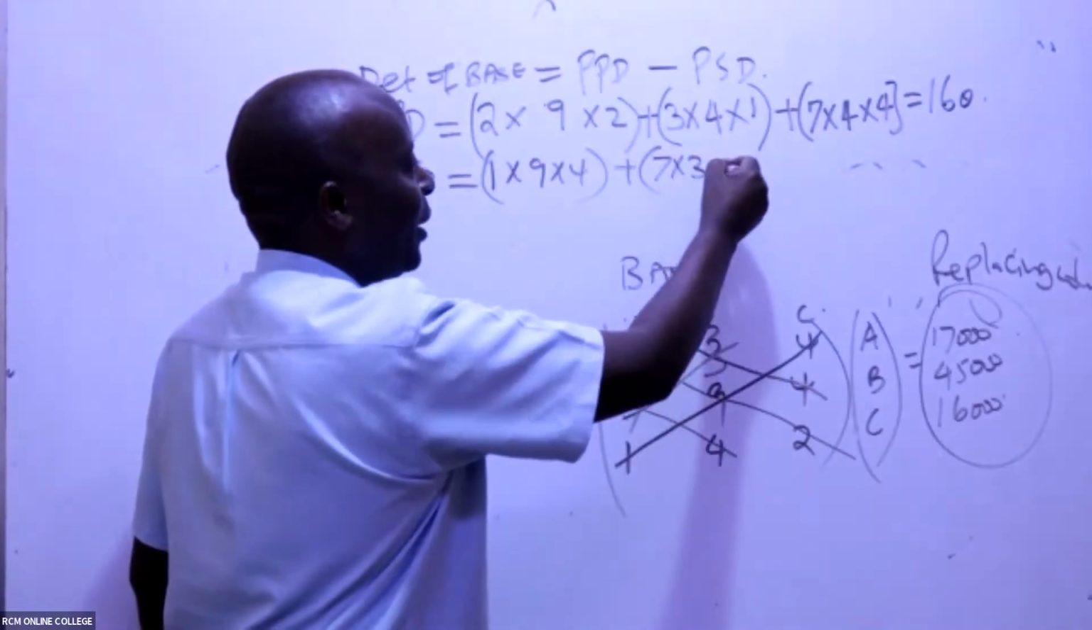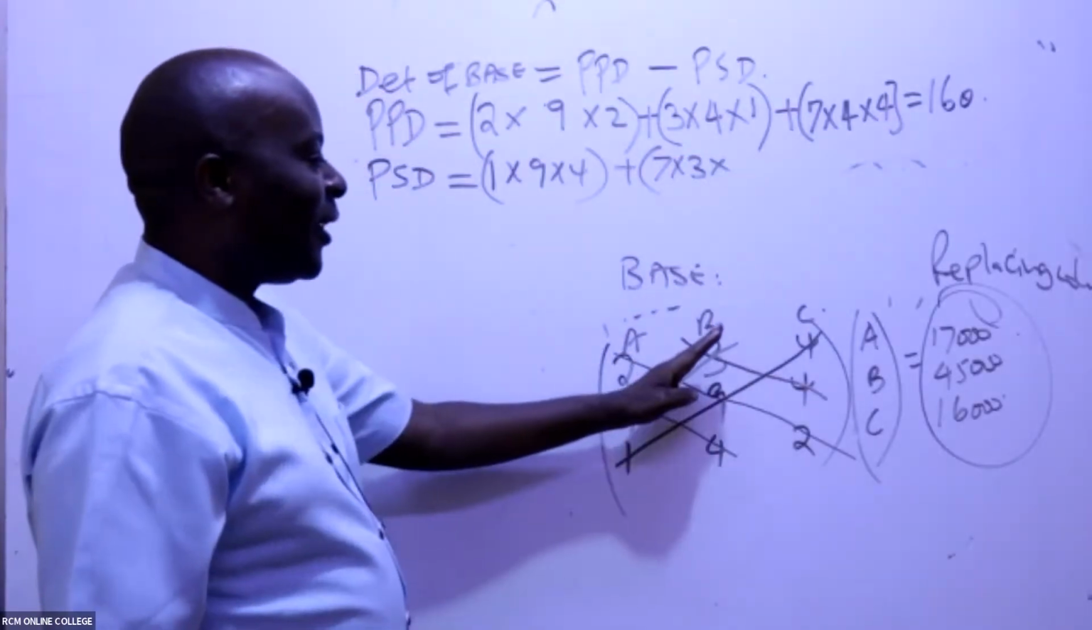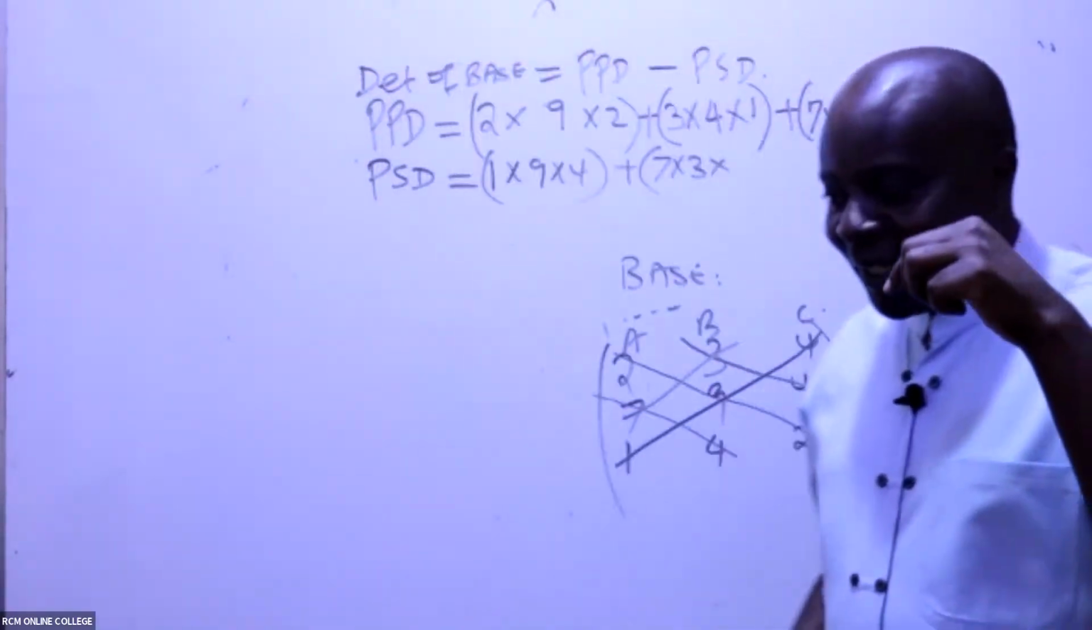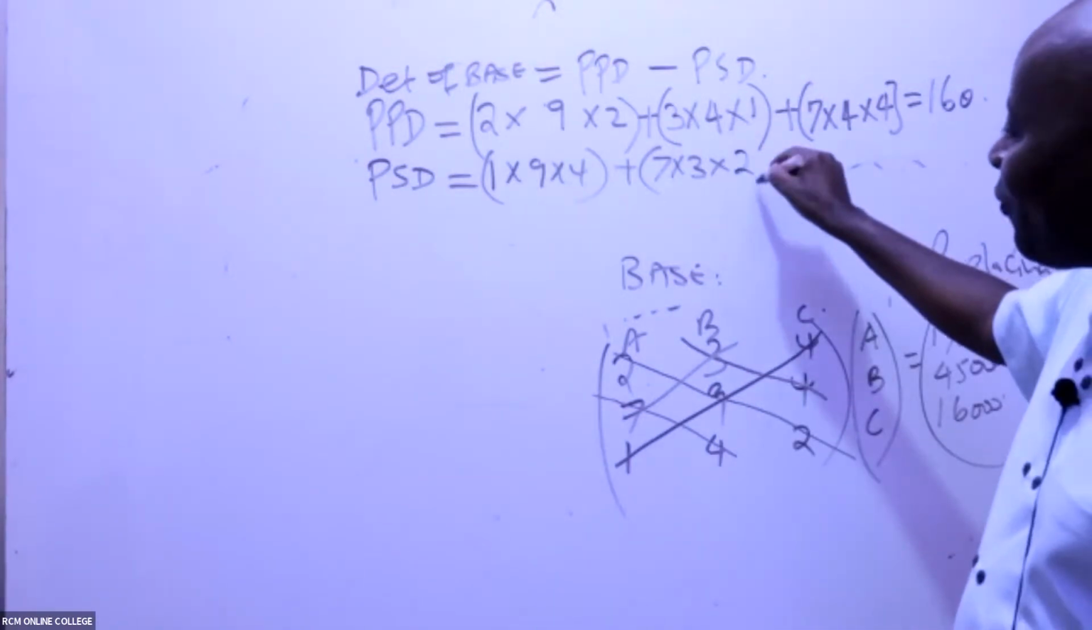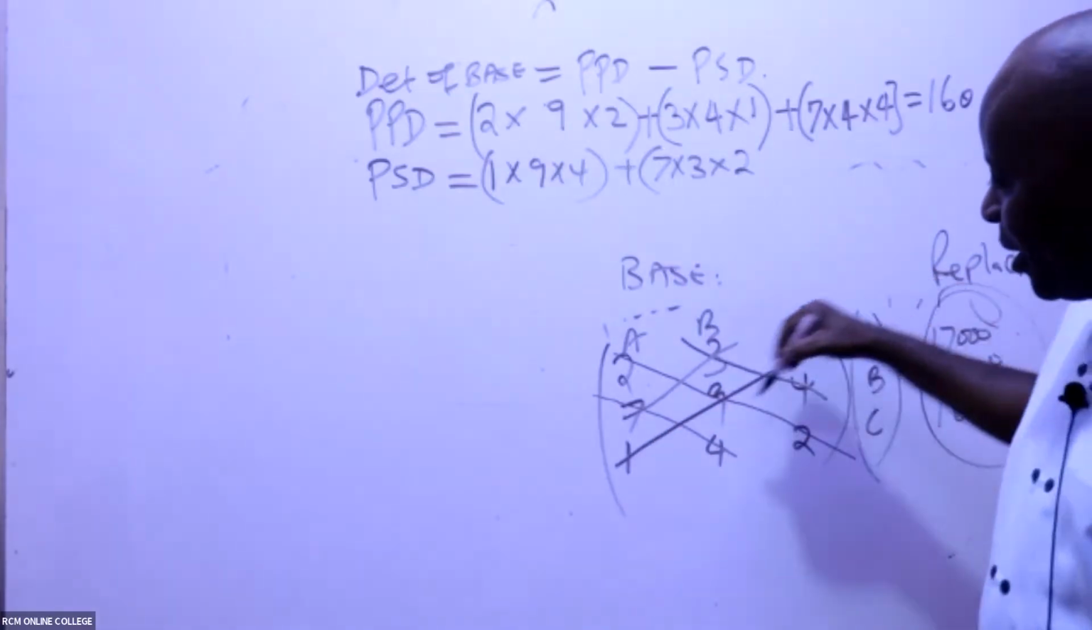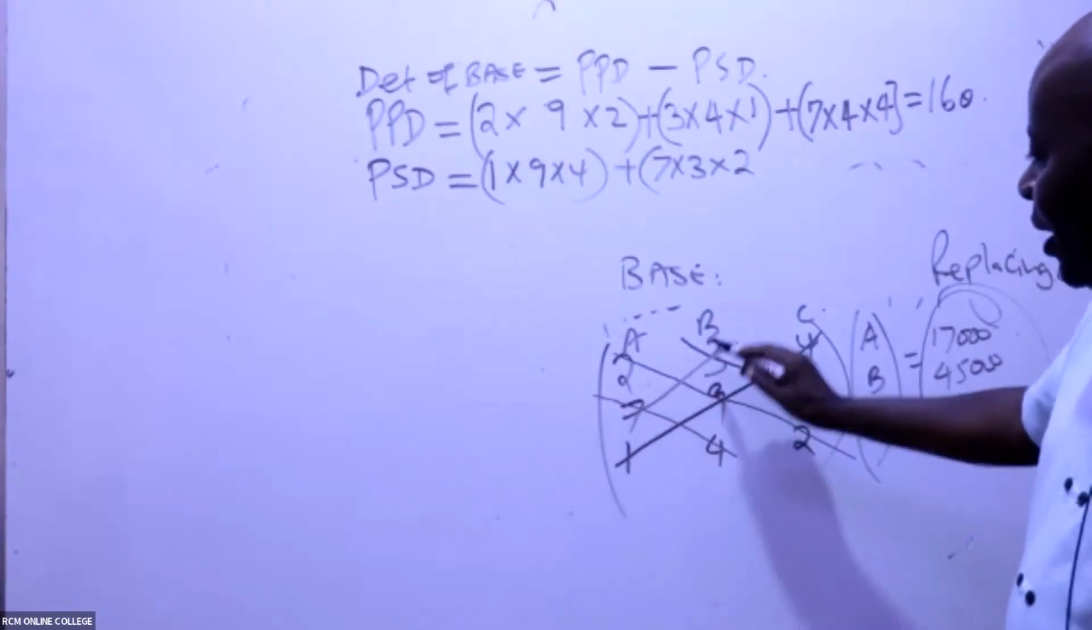times 3 times, is there somebody who can give me the third element? 7 times 3 times something. 7 times 3 times 2. You're right, farthest down. Farthest down. Yeah, 7, 3, farthest down.